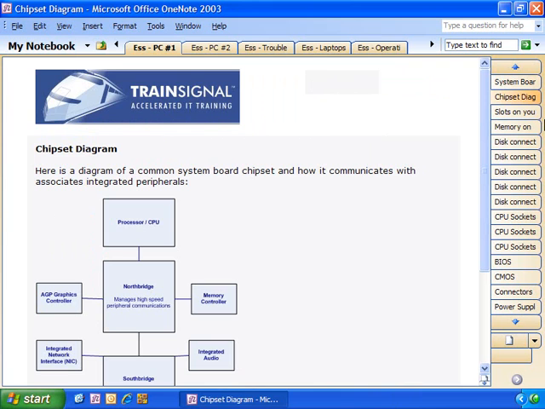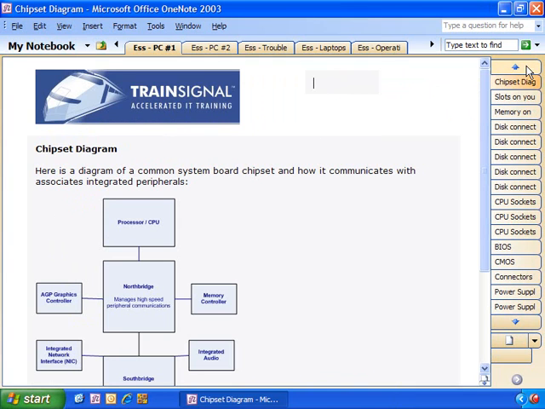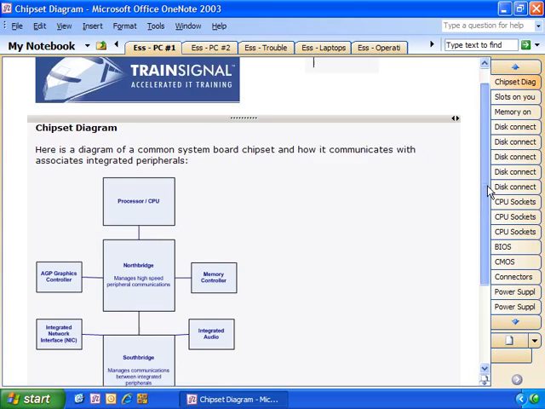All right, now we can move on to our chipset diagram. I'm going to move down just a little bit. All right, so we talked about how the chipset is what provides the logic for the motherboard. Now here's a common system board chipset diagram, and this diagram is going to show how the chipset is used to communicate with the associated integrated peripherals.